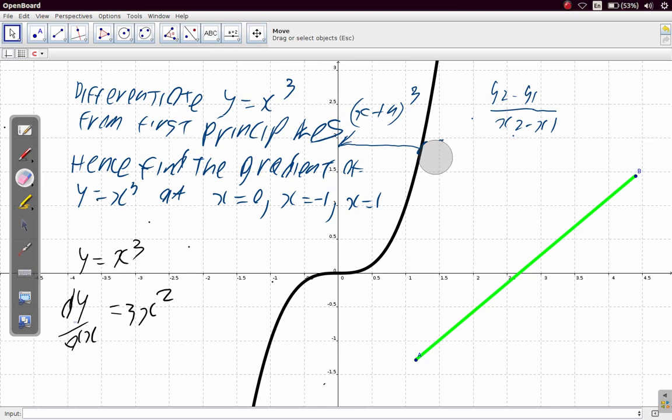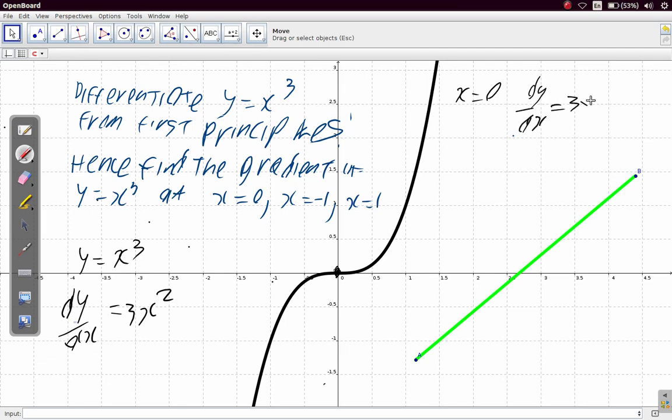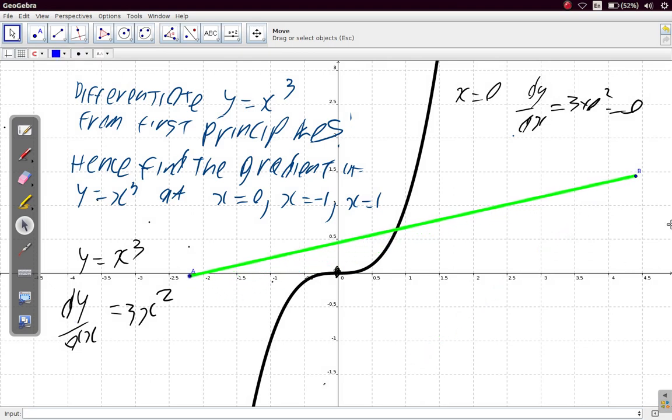Let's erase some of these things that we had before. Now, when x equals 0, that's right here, when x equals 0, we have dy by dx equal to 3 times 0 squared, which is 0. Alright, so what that is saying, the gradient is 0, means that what you would have is just a horizontal line, very flat, passing through that, so the gradient is 0.